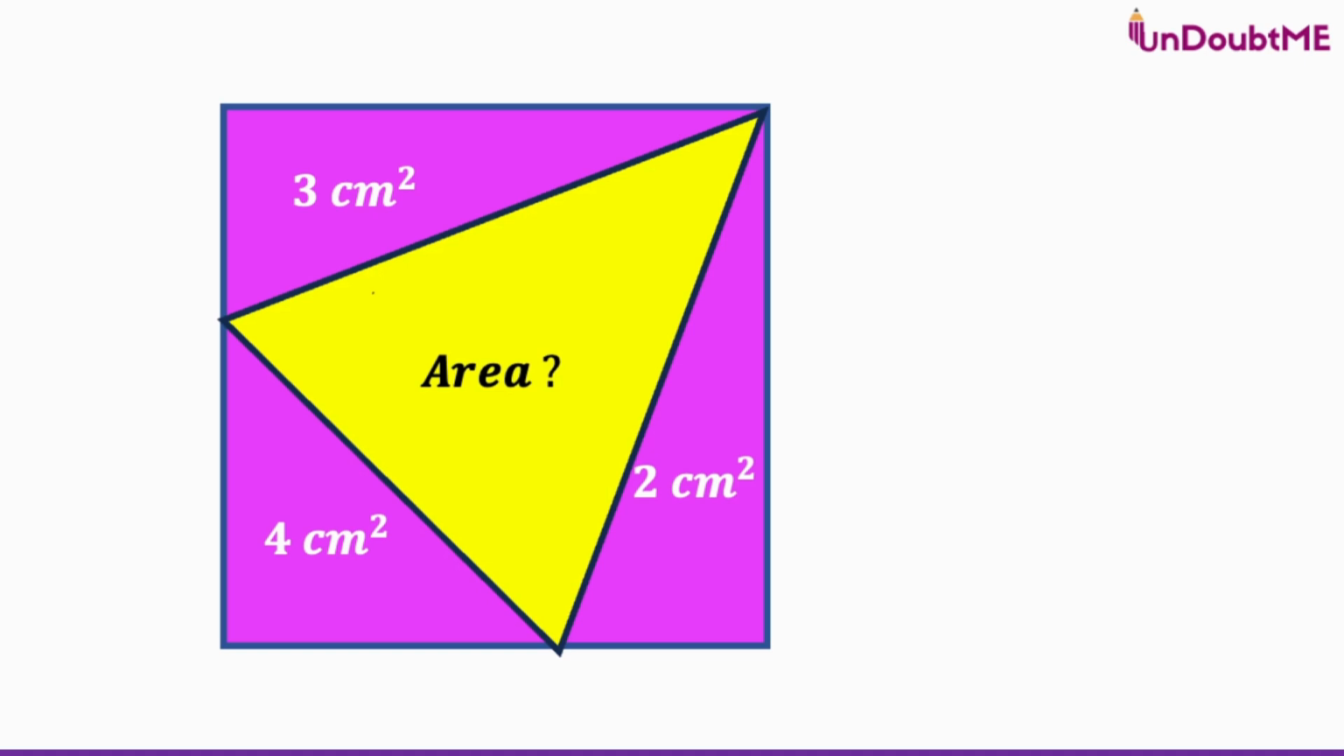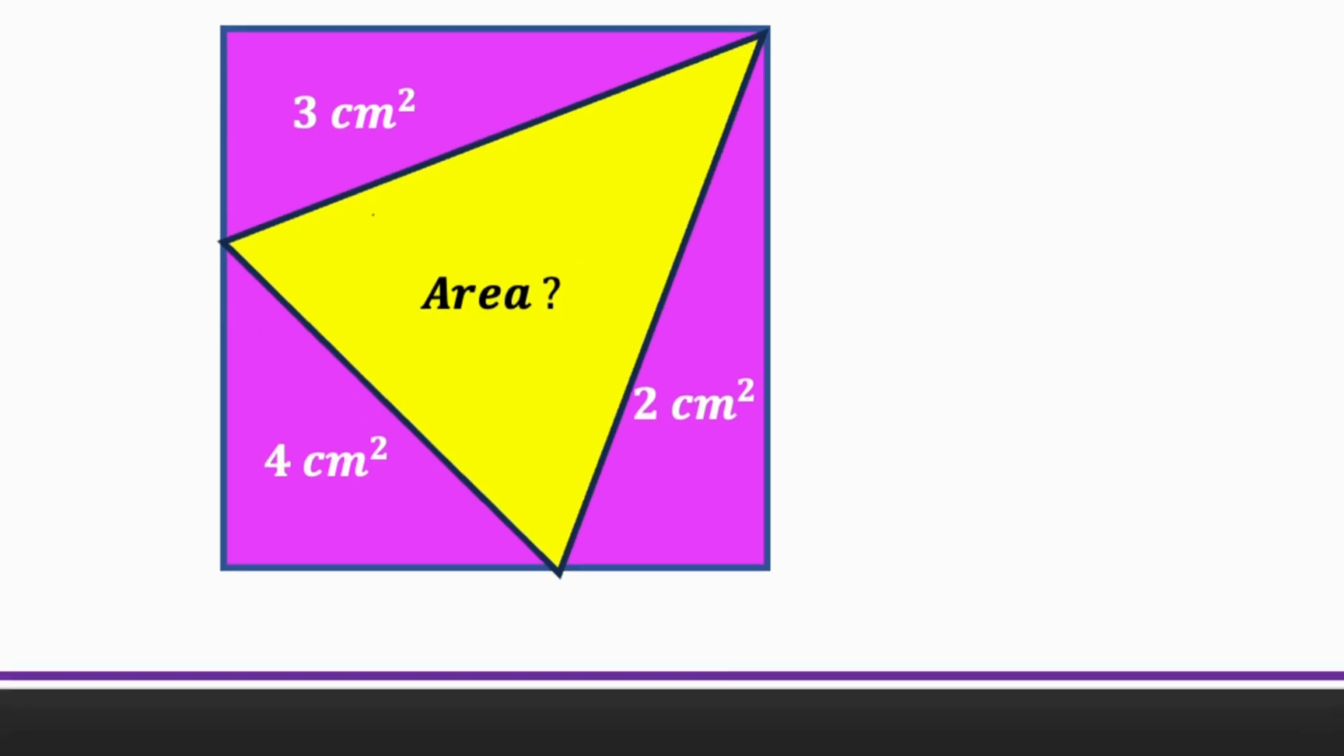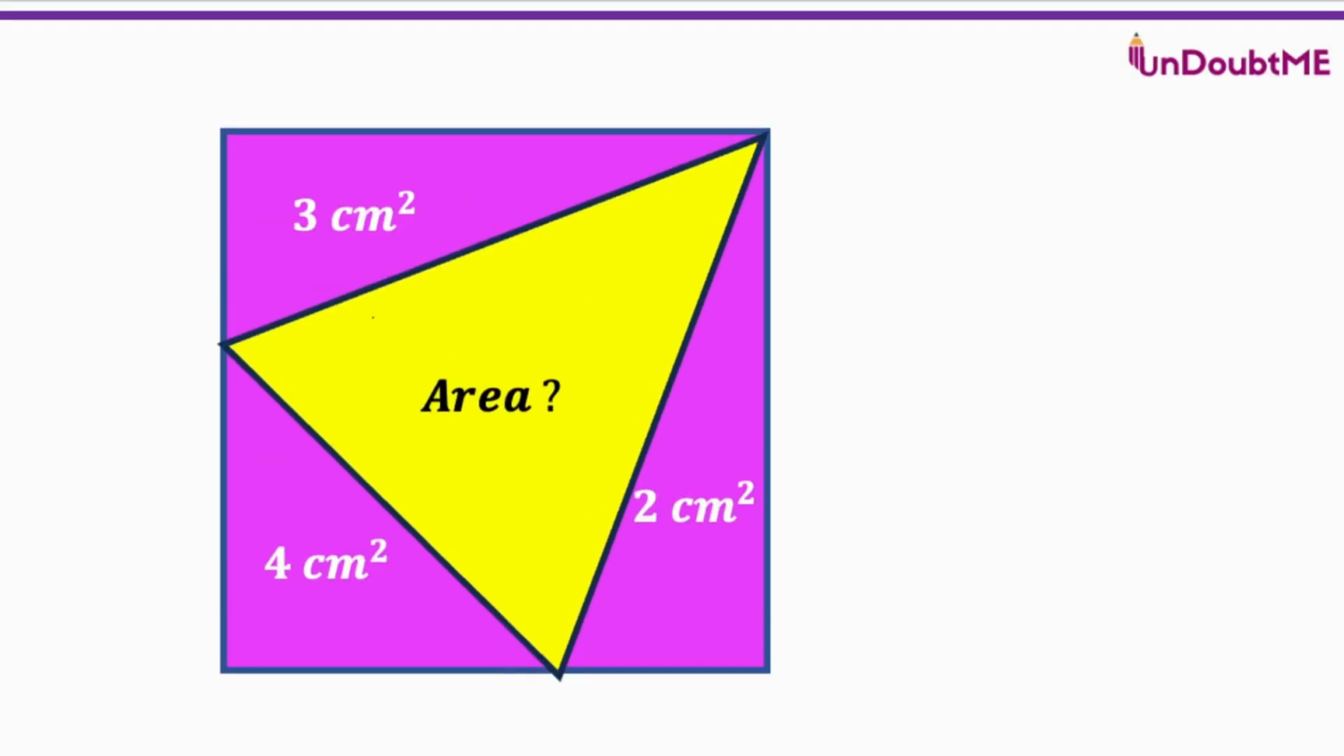As you can see on the screen, this is a very tricky and quite interesting geometry problem where we need to find the area of that yellow region. So this is a square and the internal areas are given, but we don't know the side of the square.